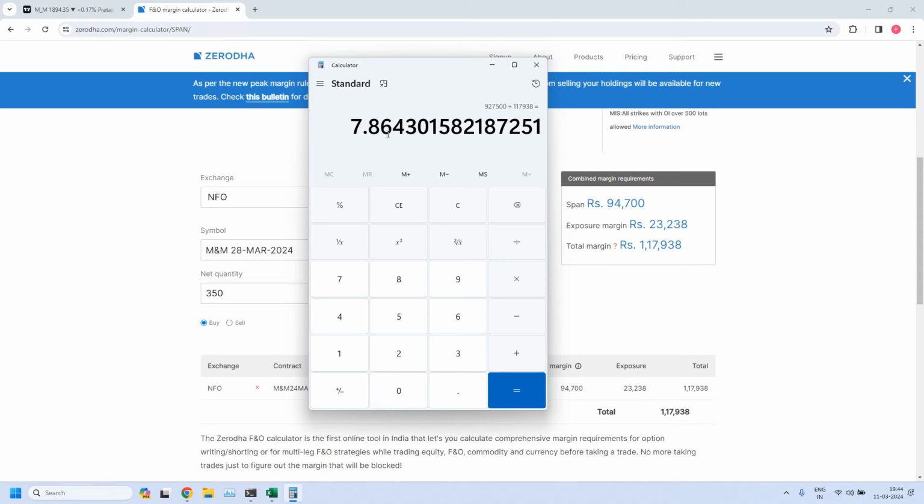So we got 7.86% ROI. This is excellent. This is beyond our average ROI for our high liquidity zones. So this is a good trade. Already we got 7% profit for your 1,17,938 rupees investment.